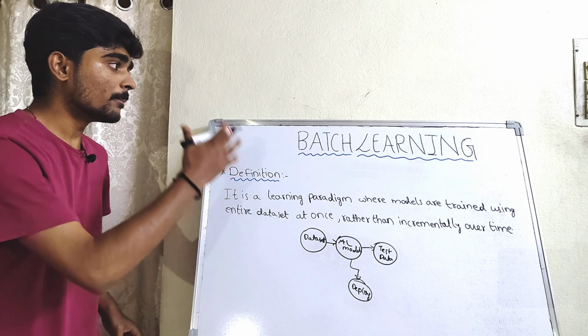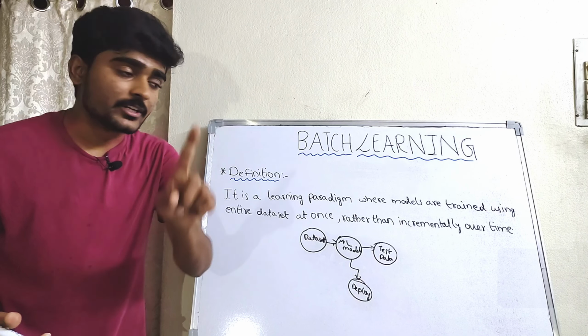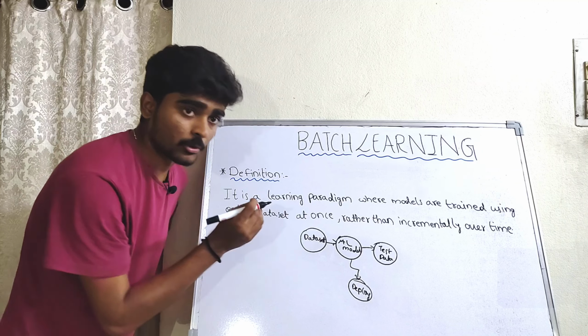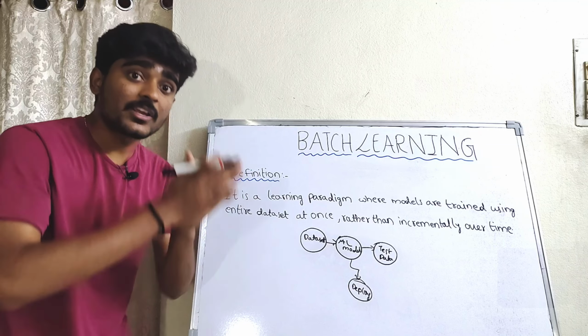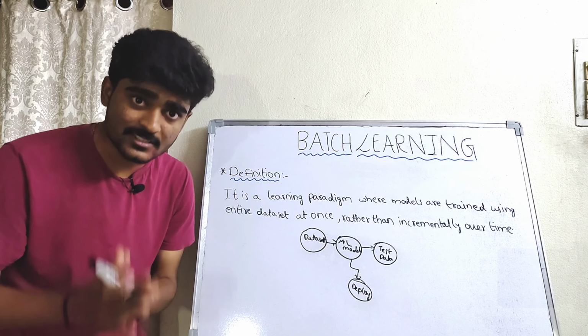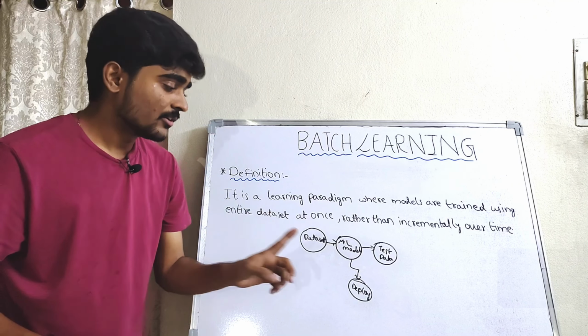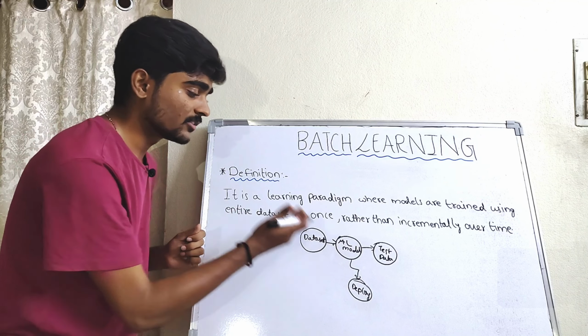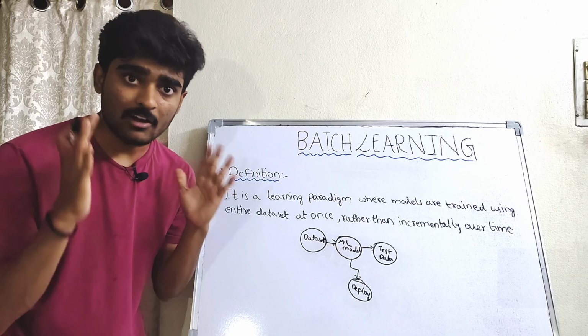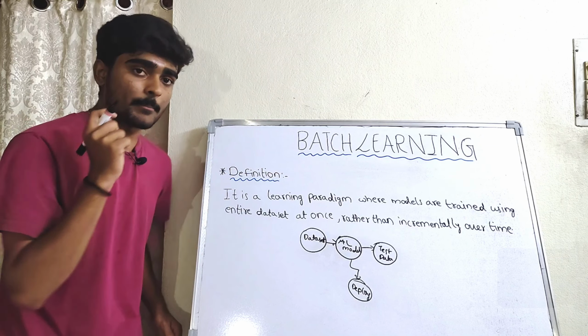This is how batch learning works. In batch learning, we train a machine learning model on an entire dataset. After we are satisfied with the training and test results, we make this machine learning model online. We make this machine learning project publicly available. This is what is meant by batch learning.